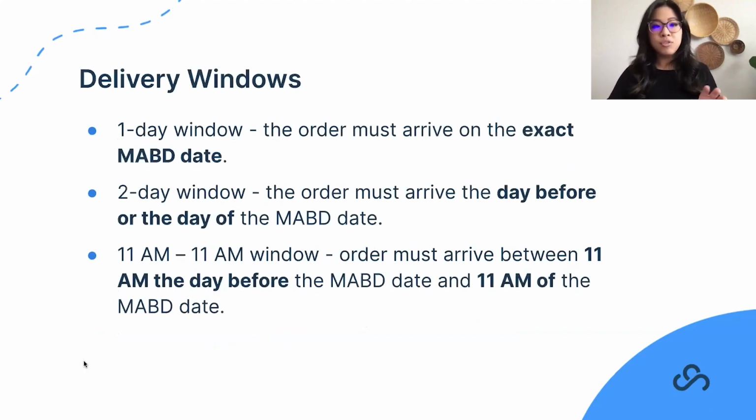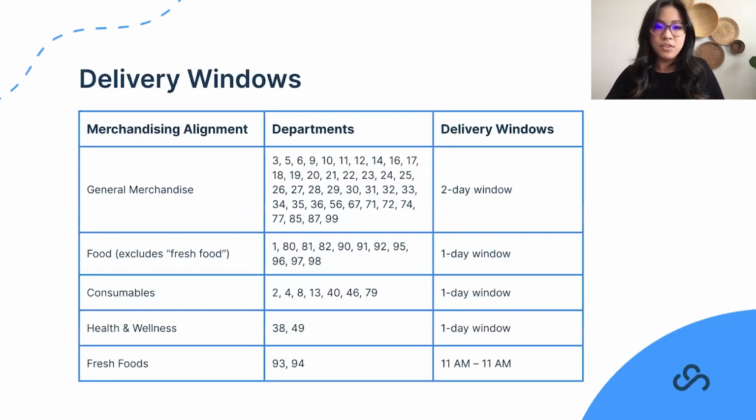You will find that there are different delivery windows in the OTIF program. With a 1 day window, the order must arrive on the exact MABD date. With a 2-day window, the order must arrive the day before or the day of the MABD date. And with an 11 a.m. to 11 a.m. window, the order must arrive between 11 a.m. the day before the MABD and 11 a.m. of the MABD date.